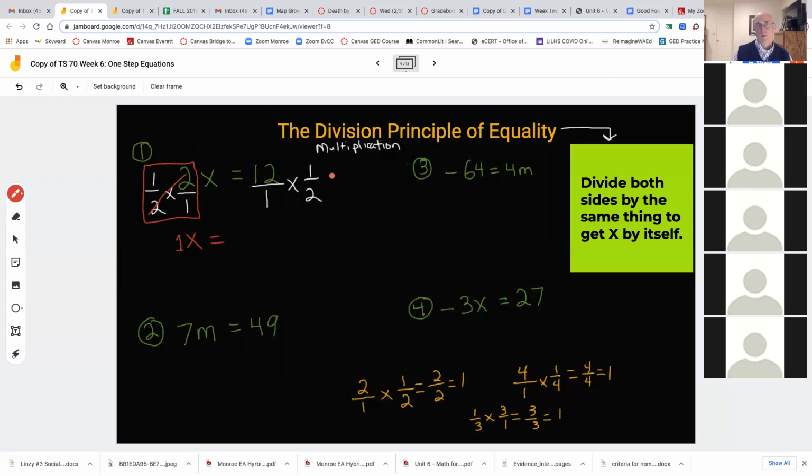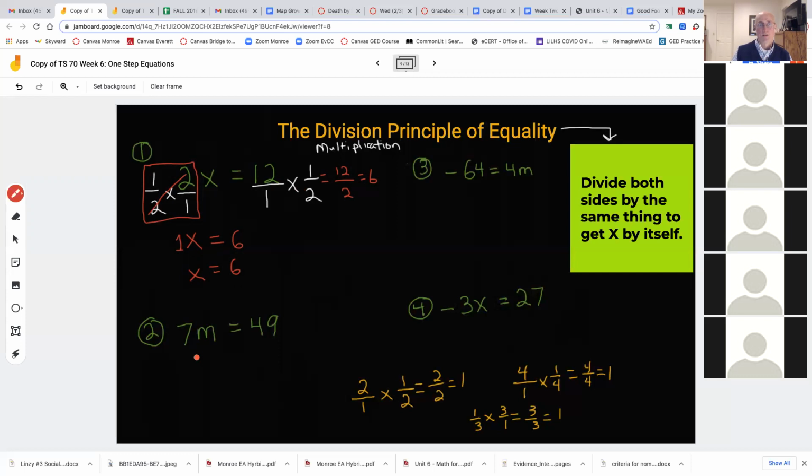1x equals, I do my math here, I've got 12 over 2 multiplied straight across here, which equals 6, okay? Hopefully I'm not going too fast here. I just multiplied straight across, 12 over 2 is 6. So 1x equals 6. Anytime you've got 1 times itself, it just means that number. So x equals 6. We just did the multiplication principle of equality where we multiplied it by a half.